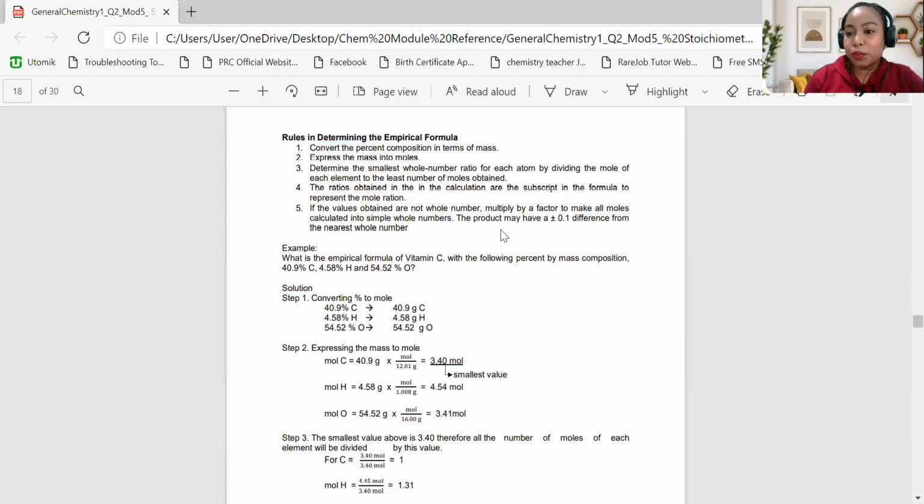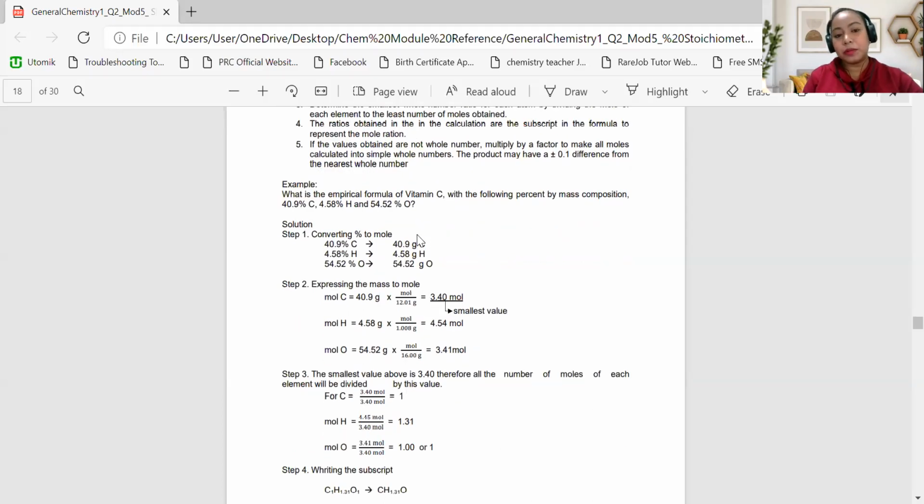So first, let us assume that our compound has a mass of 100 grams, not a volume. So convert the percent composition in terms of mass. Second, express the mass into moles. Third, determine the smallest whole number ratio for each atom by dividing the moles of each element by the least number of moles obtained. Next, the ratios obtained in the calculations are the subscripts in the formula to represent the mole ratio. If the values obtained are not whole numbers, multiply by a factor to make all moles simple whole numbers. The product may have a difference of at most plus or minus 0.1 from the nearest whole number.